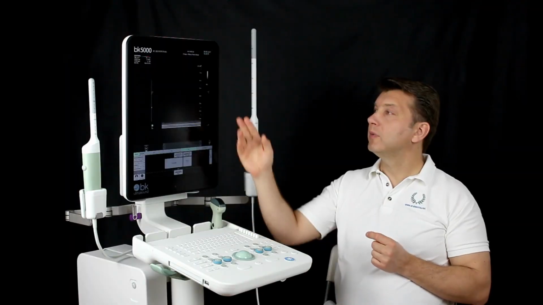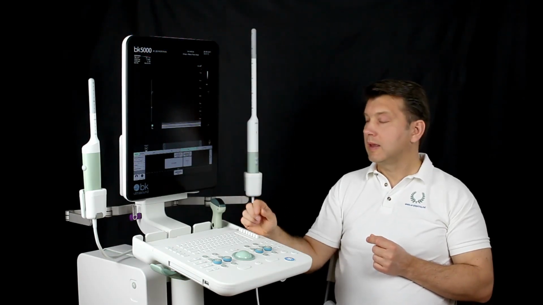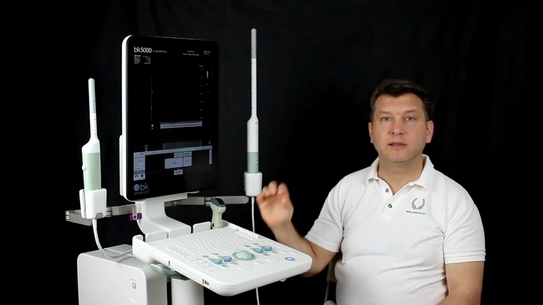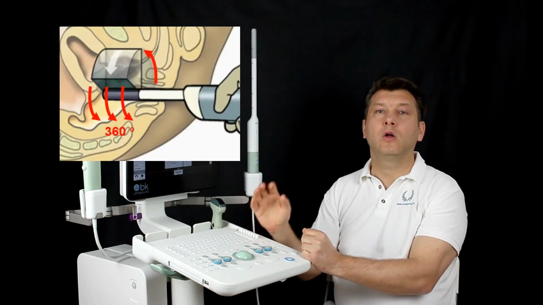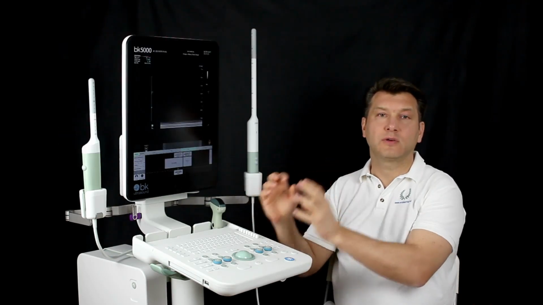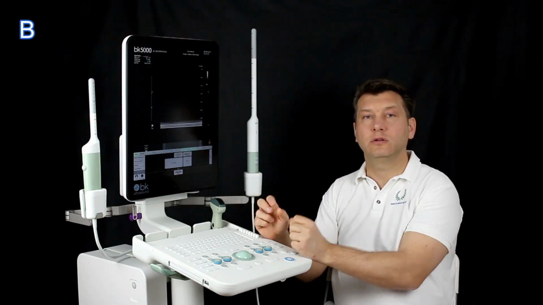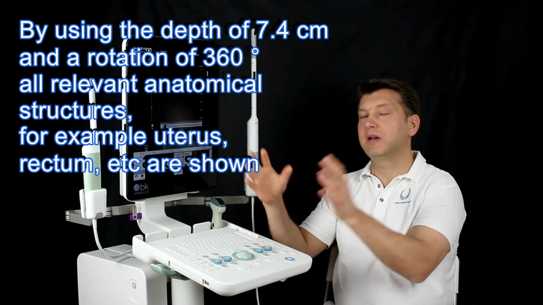Depth 7.5 until 8 centimeters. By using a depth of 7.5 or even 8 centimeters and a rotation of 360 degrees, all relevant anatomical structures, for example uterus, rectum, etc., are shown. The result is a 3D block with the entire pelvic floor in it.